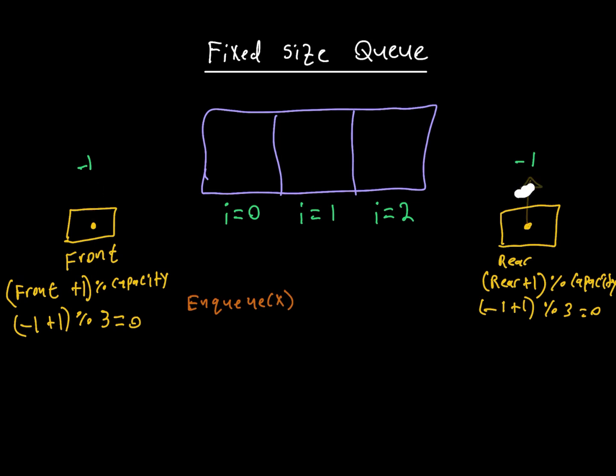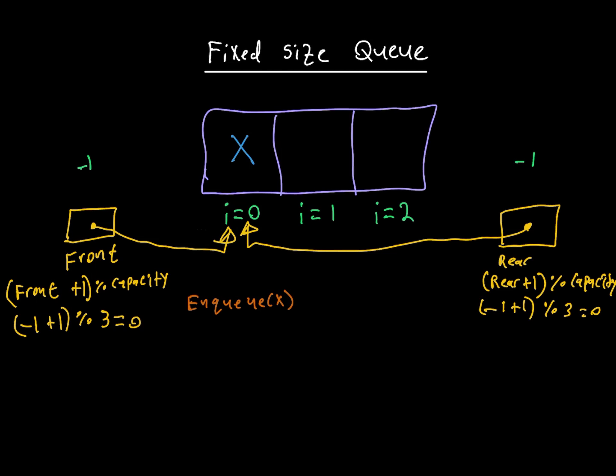So we're no longer pointing there. We are going to be pointing over here, and rear is also going to be pointing to index 0. And now we can finally insert x.